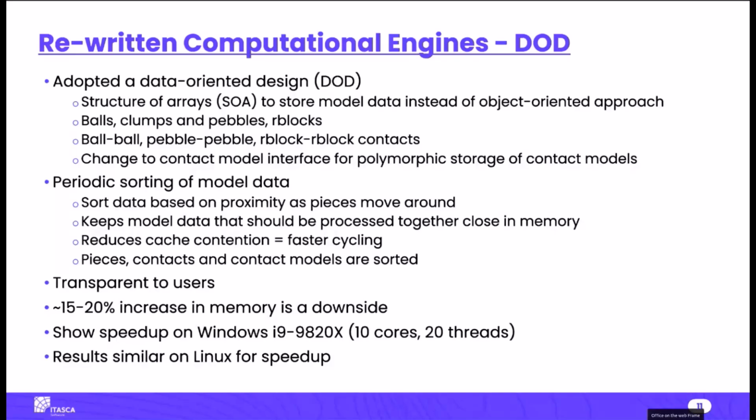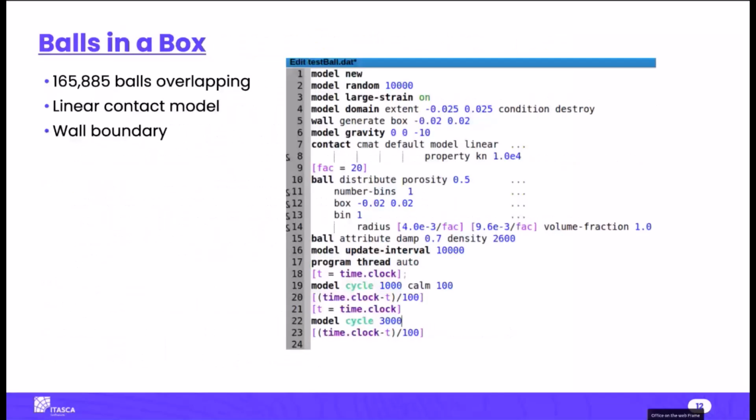I'll also show some speed up results on Windows on not a particularly fast machine, but a 10-core 20-thread machine, an i9-9820X, a little bit older CPU. And these results are very similar on Linux as they are on Windows. So I'll start with just a very simple example, balls in a box.